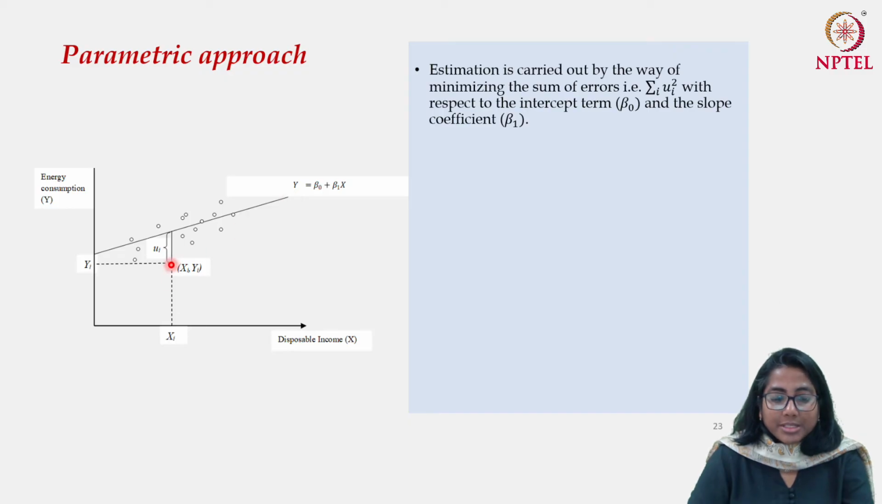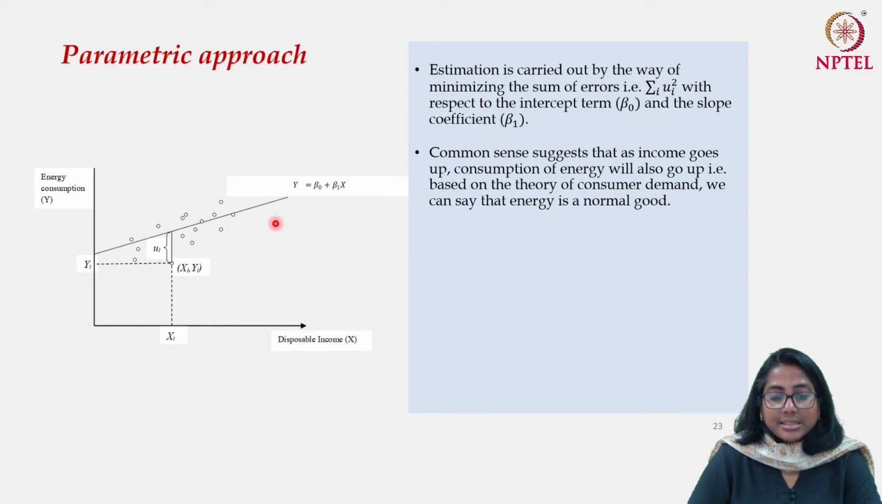What I am saying is, if the disposable income is xi, that particular household will consume yi amount of energy. But if I try to depict it by the average relationship, it shows that the energy consumption is a bit higher. And this difference between the average relation and the actual thing is called an error, which has been captured as ui. So when we are fitting this line, what we are trying to do is minimize the sum of square of the errors. By minimizing summation ui square with respect to beta naught and beta 1, we are obtaining this particular line.